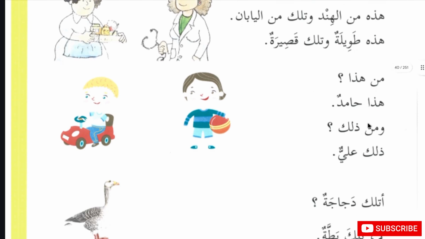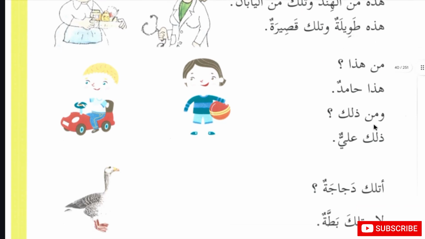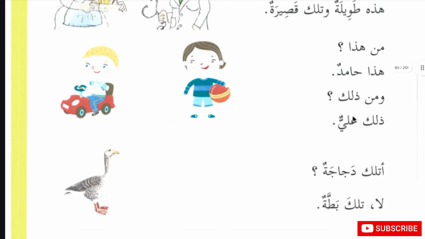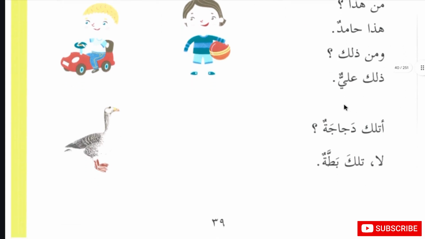من ذلك, who's that? هذا حامد. This is Hamid. من ذلك, who's that? ذلك Ali. That is Ali.